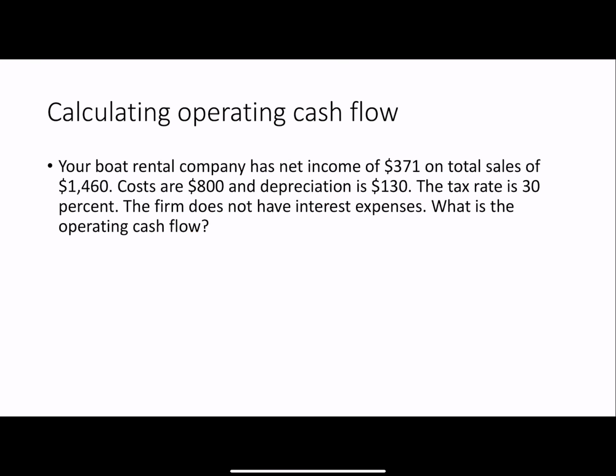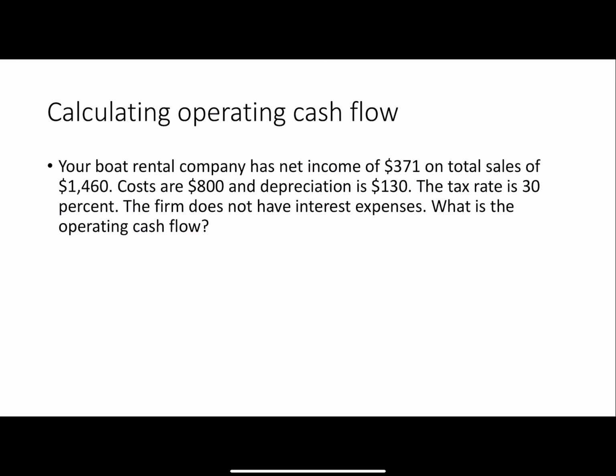Okay, next problem. Operating cash flow. All right, so your boat rental company has net income of $371 on total sales of $1,460. Costs are $800 and depreciation is $130. The tax rate is 30%. The firm does not have any interest expenses. What is the operating cash flow?